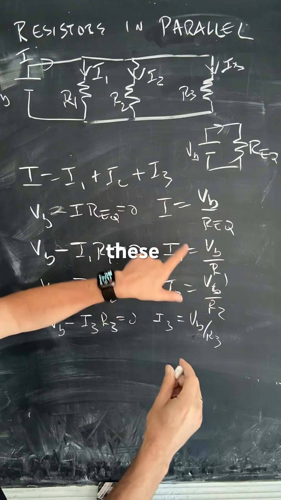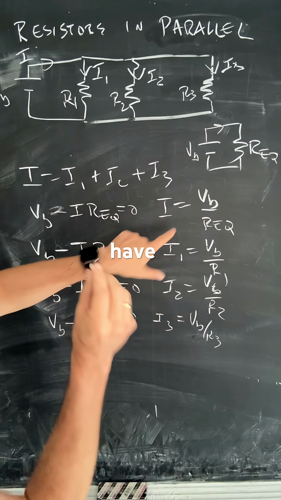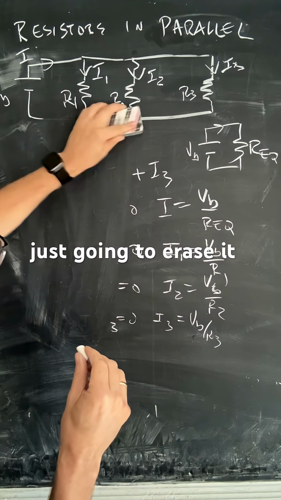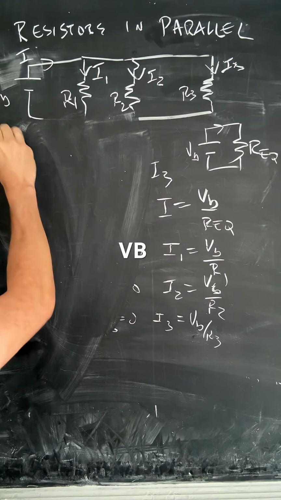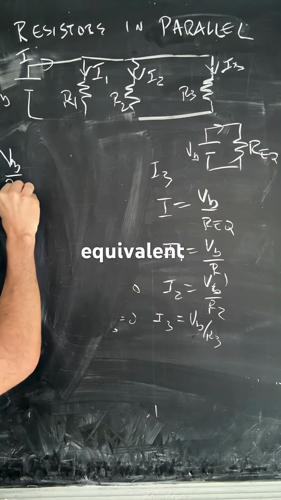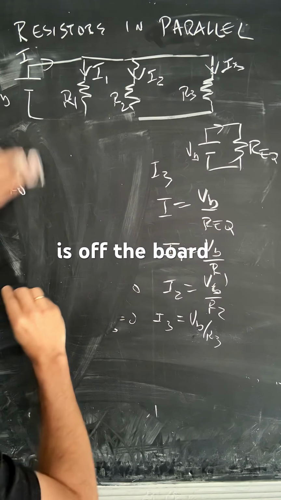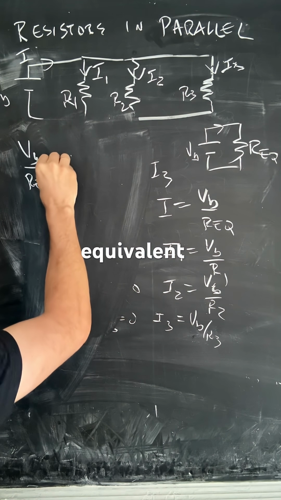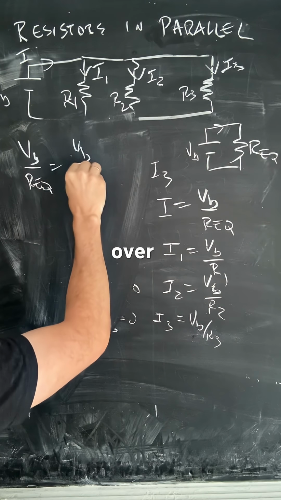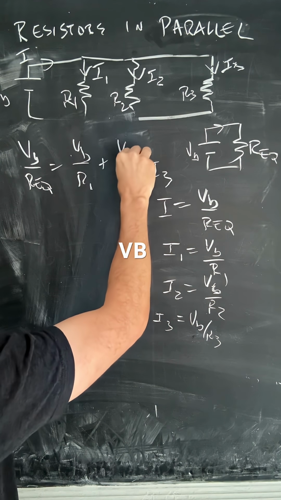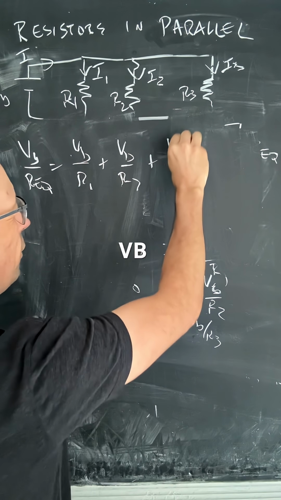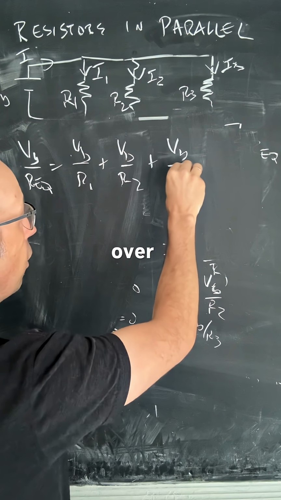Now if I plug these into my equation up here, am I running out of room? I'm just going to erase it. So I get VB over R equivalent, which is off the board. VB over R equivalent is equal to VB over R1 plus VB over R2 plus VB, that's a 2, over R3.